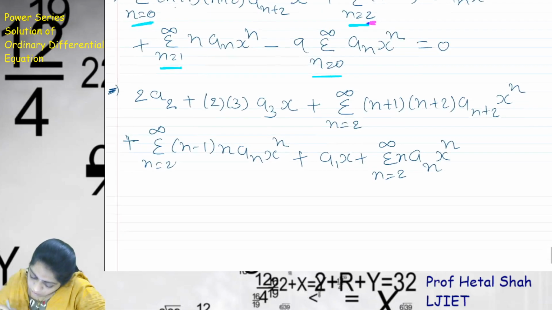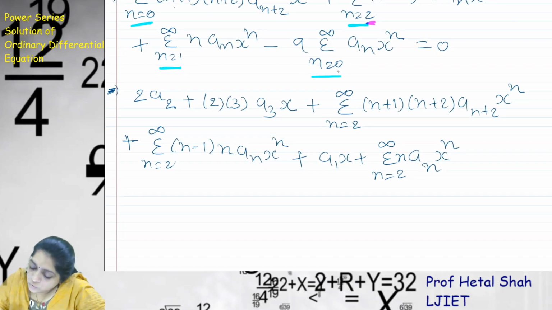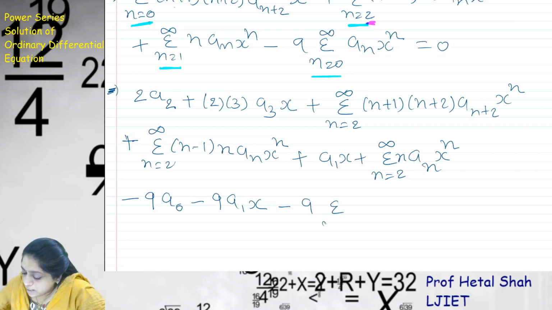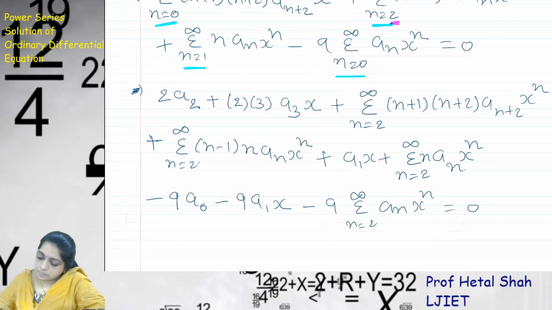Okay, now in the last term you have to convert the initial value from 0 to 2. That's why first you put n equal to 0, so you get minus 9 a0. After putting n equal to 1, you will get minus 9 a1 x, and the remaining terms will be the same, represented from n equal to 2 to infinity, a_n x to the power n.